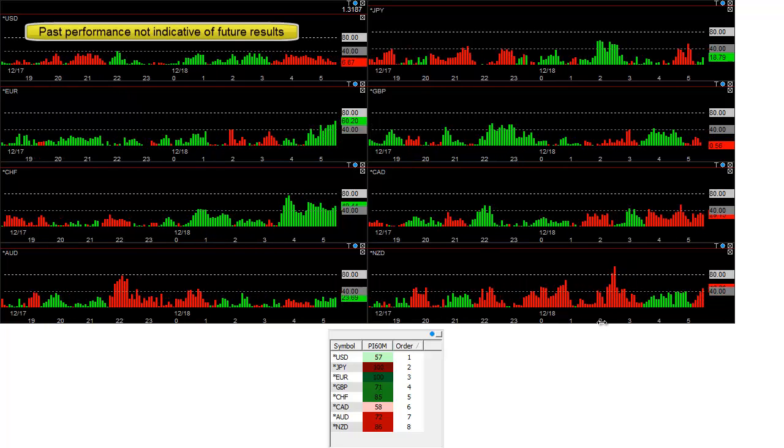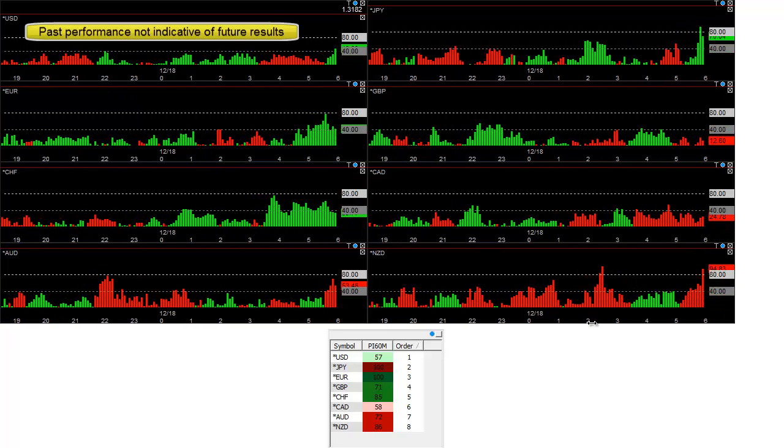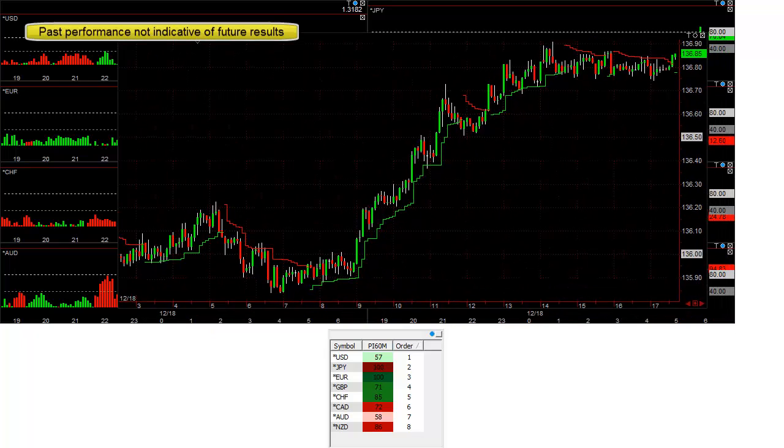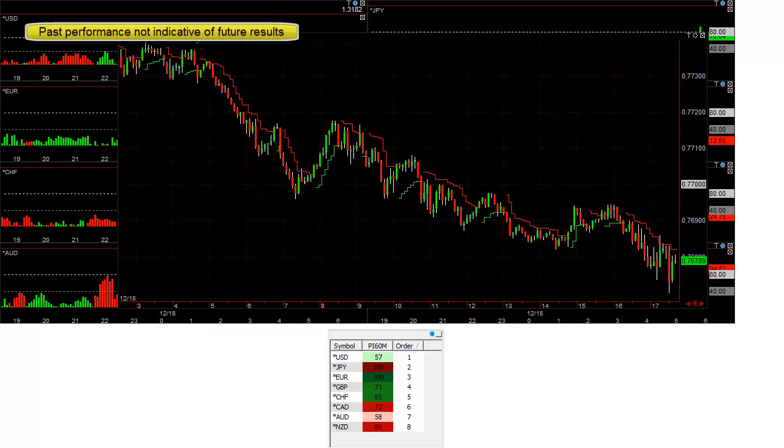So let's scroll forward and show you a little bit more of an example here at 6 o'clock. Extreme weakness in the New Zealand. And the Swiss was consistently strong. The New Zealand Swiss at 6 is a trend that's very likely to continue down. Let's take a look at this.